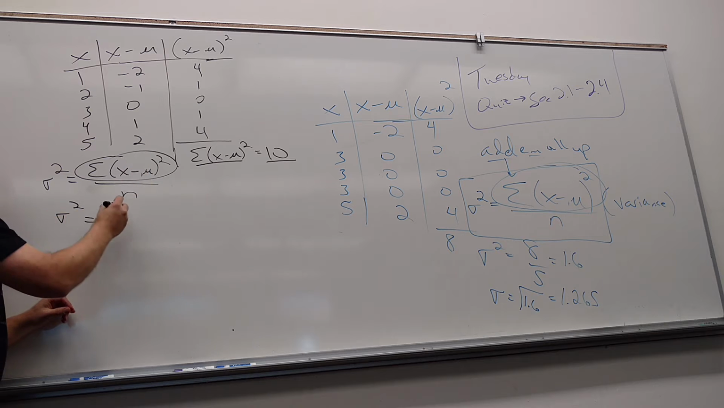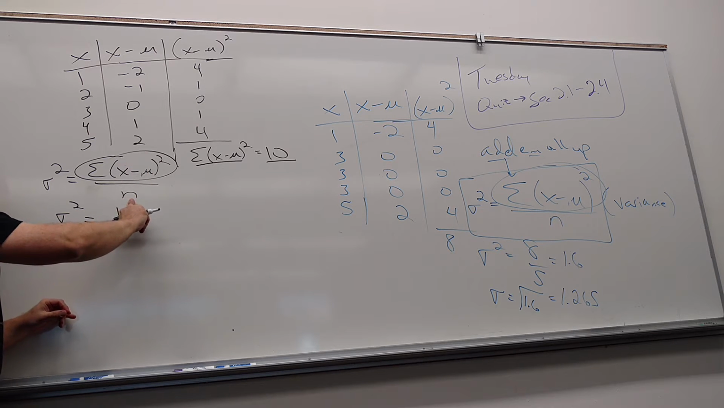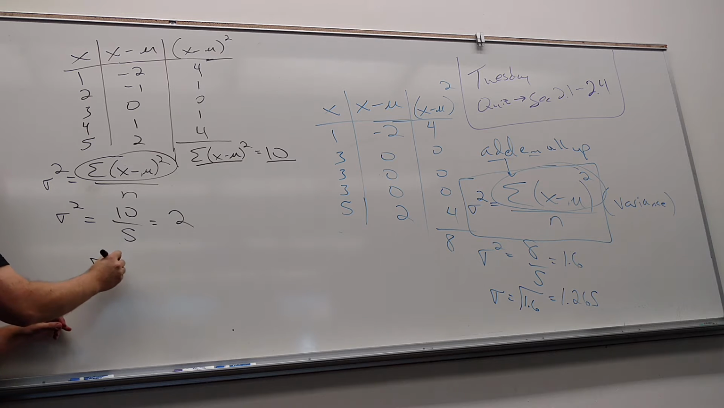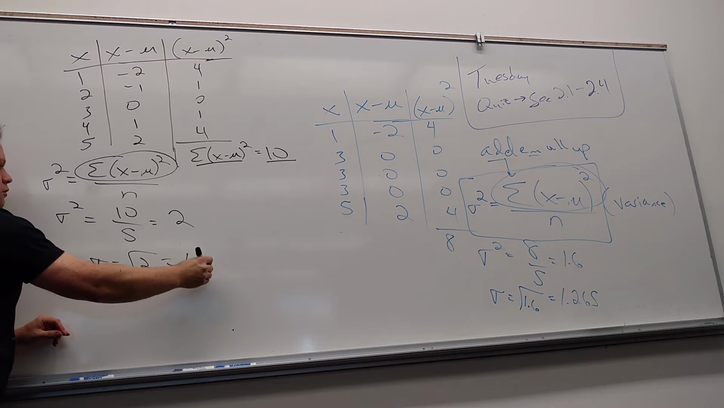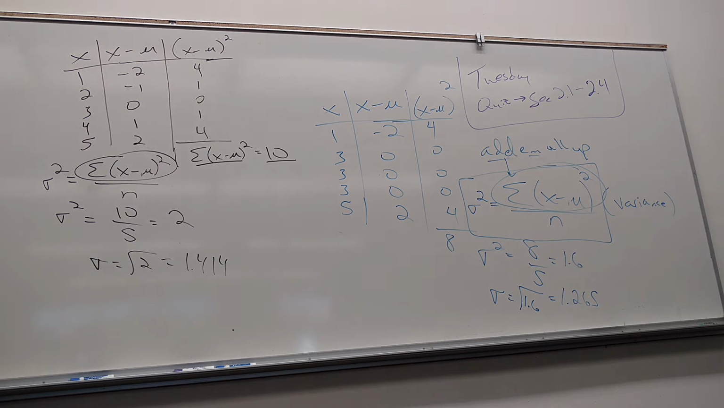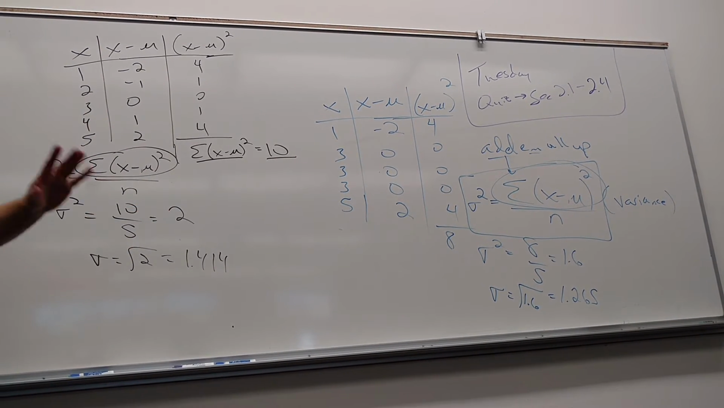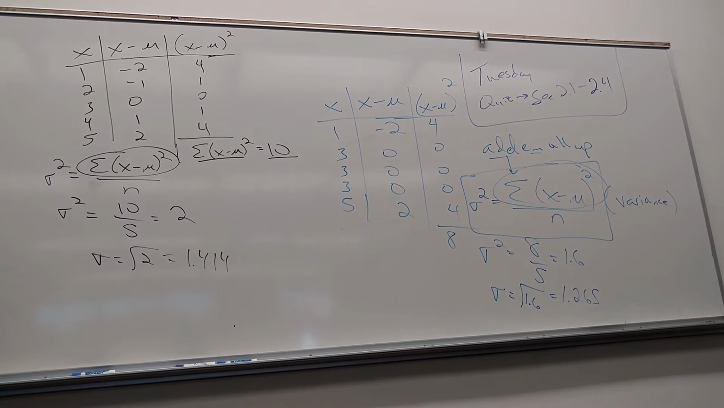So in place of this, I put 10. What do I put down here? 5. Square root. Good. 1.414. Did it do like we thought it would? Yes. It was supposed to be a little bigger than that. Not much bigger. It's not crazy spread out, but it certainly is a little bit bigger. Beautiful. So it does what I wanted it to do.